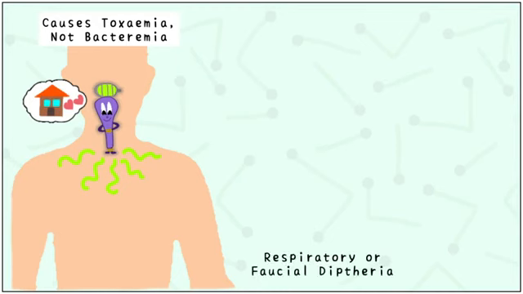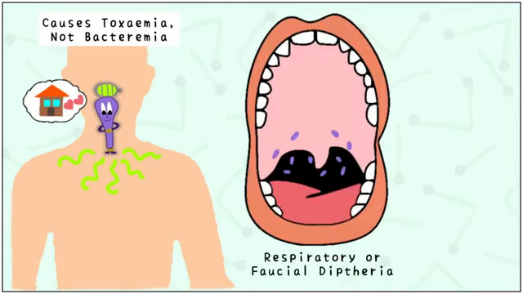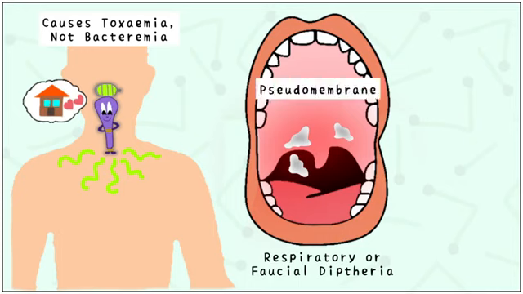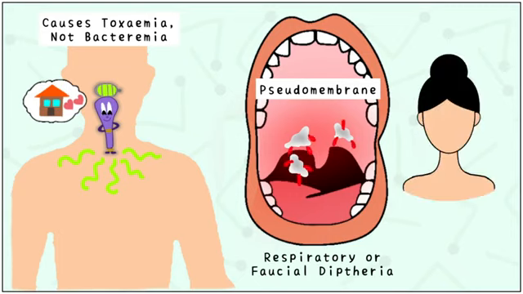The most common type is respiratory or faucial diphtheria, which affects the pharynx and the tonsils. This bacteria settles in the pharynx where they release their toxins. This causes inflammation leading to necrosis. This forms a grayish white leathery pseudomembrane, which is a characteristic feature of diphtheria. This pseudomembrane bleeds easily if touched or scraped.